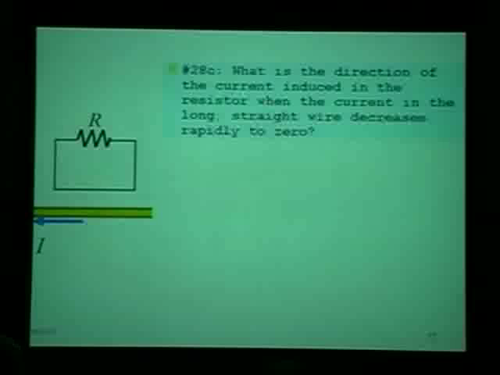Question three then is, what is nature's response to that? And what is the coil's response to that? It wants to create a flux into the page. Correct. To supplement that decrease, to try to make things stay the way they were. So it will create its own flux into the page. Question number four is, by the right-hand rule, what kind of current would be required to create that flux in the coil? Left to right through the resistor. All done.